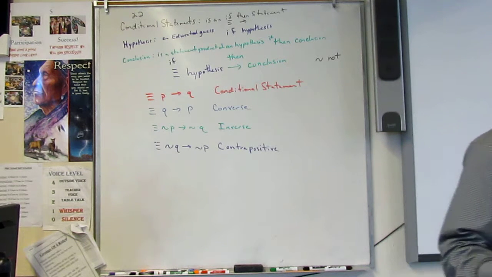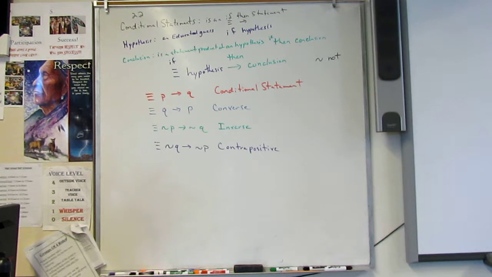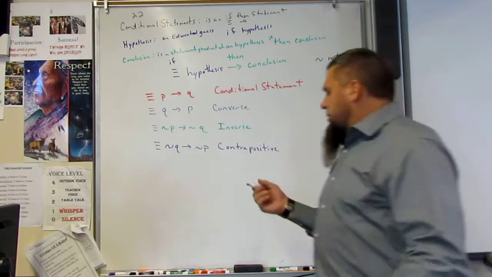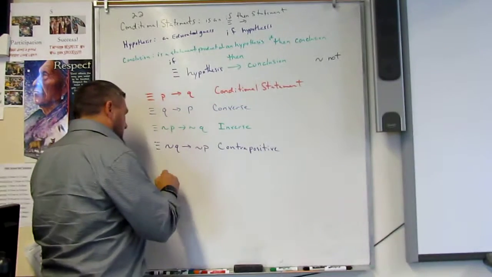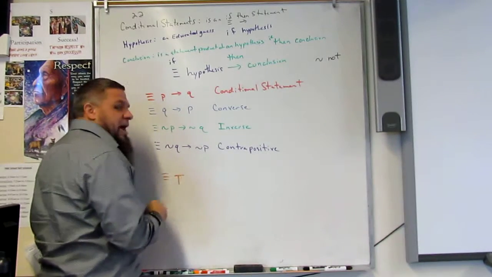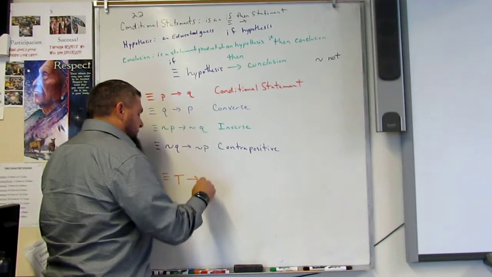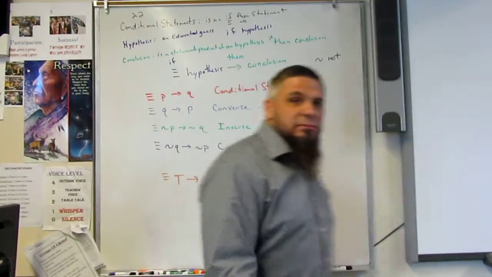So, in problem number 1, all you've got to do is tell me what the hypothesis is and what the conclusion is. Go ahead. All right, so if an animal is a tabby, then it's a cat. If the animal is a tabby, then it is a cat.